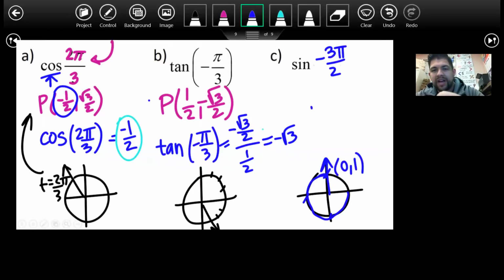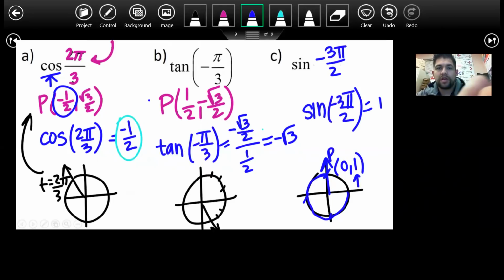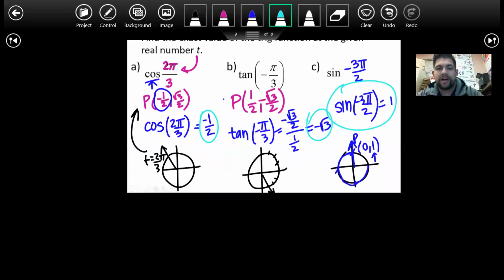Again, simply sine of negative 3 pi over 2 is the y variable, the y number here. This is just a point. So we're looking at here, and it's just going to give us 1. So these are the function values we're looking for. Very straightforward for this type, and that's all I'm really going to be asking you. You have the unit circle, so apply it, and that's it.